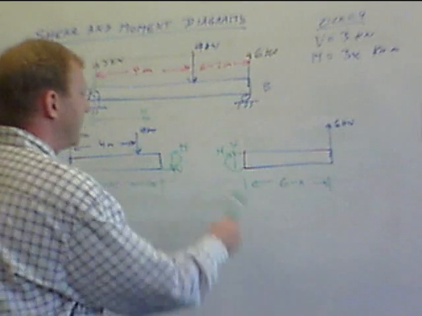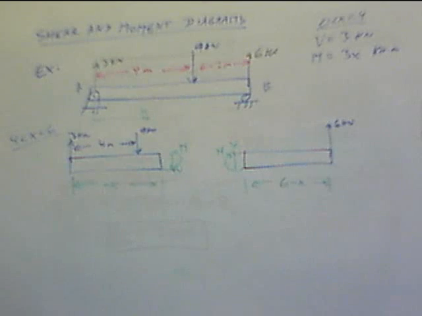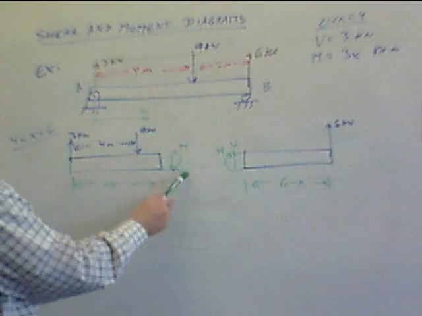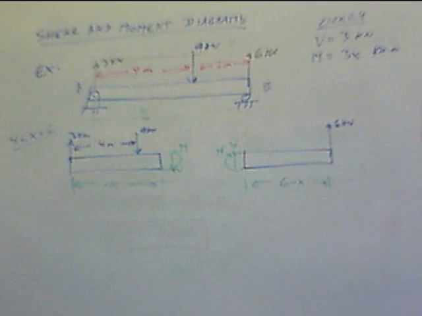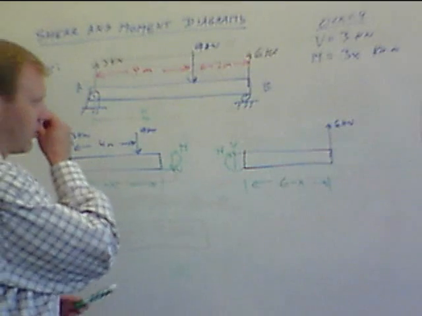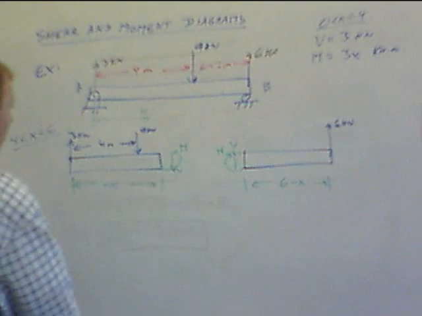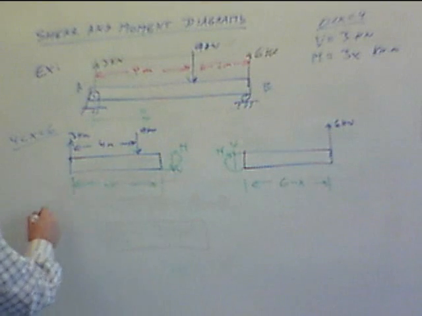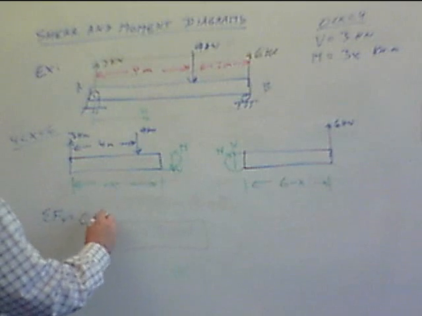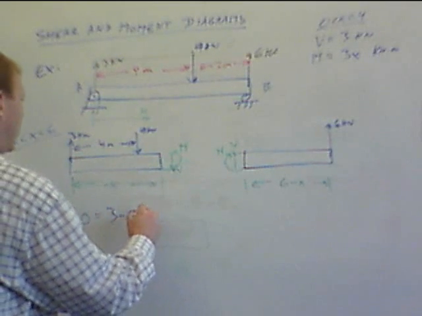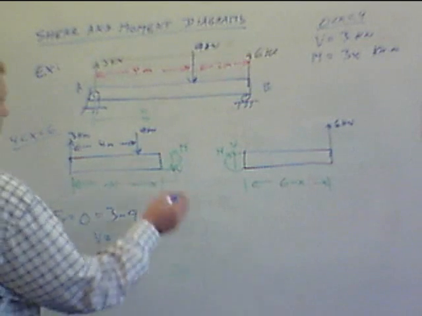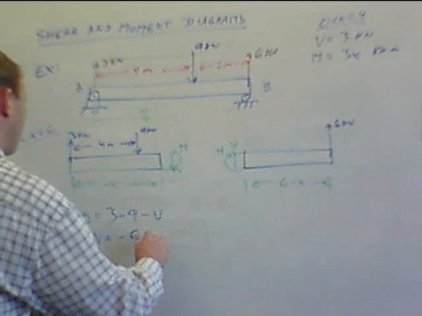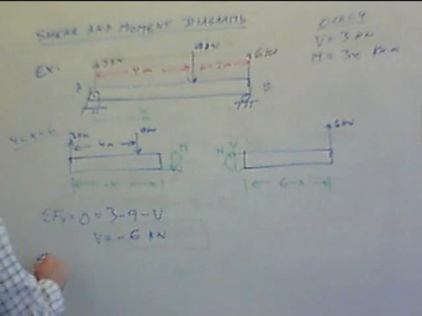So now, this gets a little messy. We can decide what we want to do here in terms of which one's a little easier to deal with. On this one we've got an extra force to deal with. On this one we have a moment arm of 6 minus x. Either way will work the same. And I'm actually going to show both because I think that's going to be important in terms of seeing what we get here. So summation of forces in the y is 0, is 3 minus 9 minus V. So this gives us that V is equal to negative 6 kilonewtons.